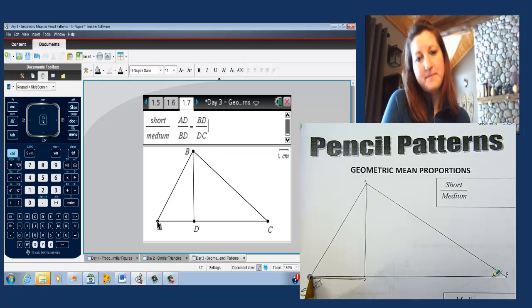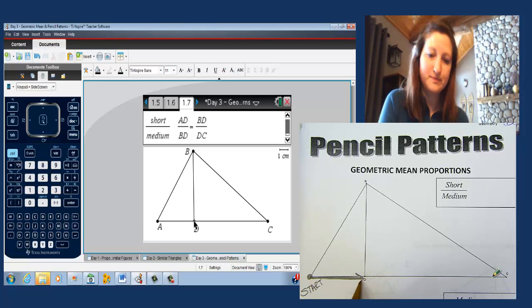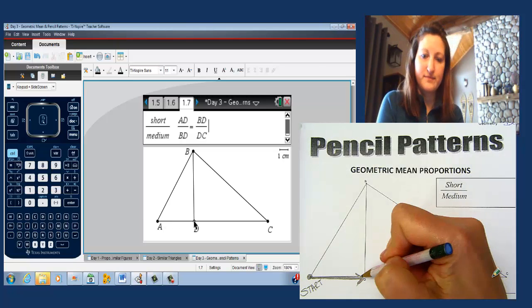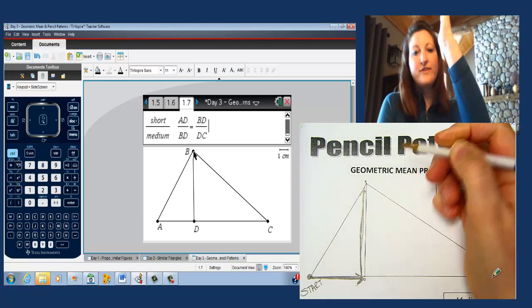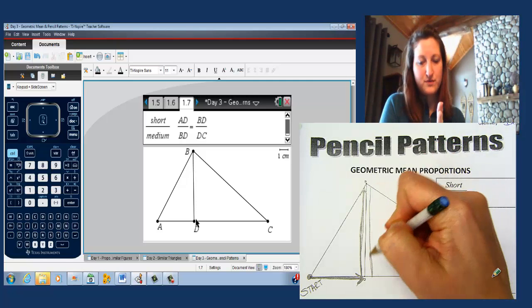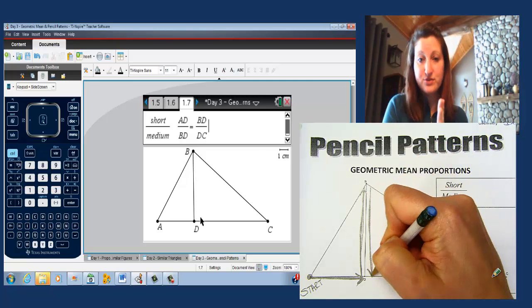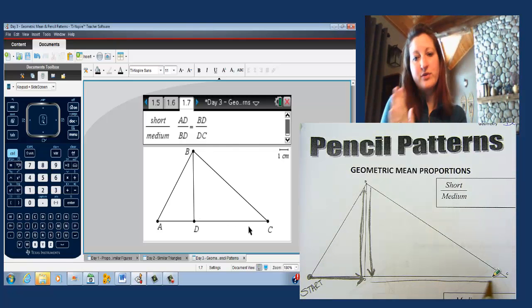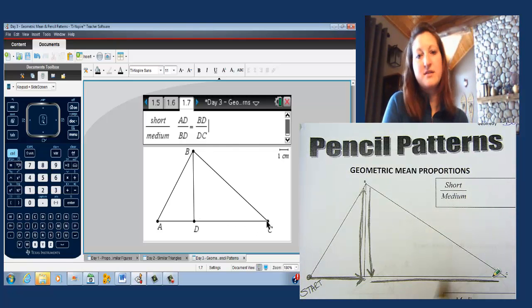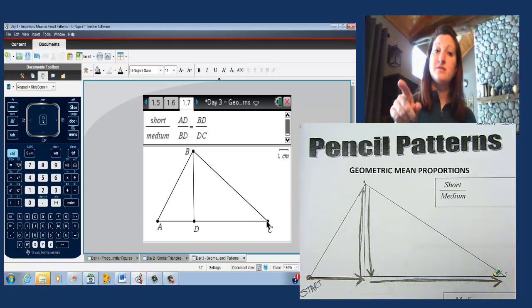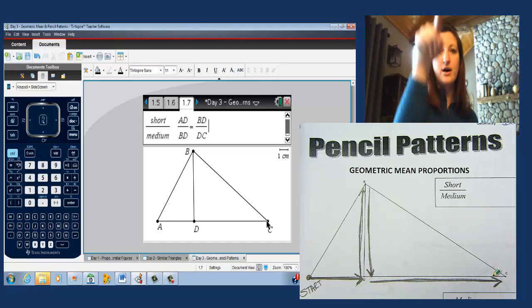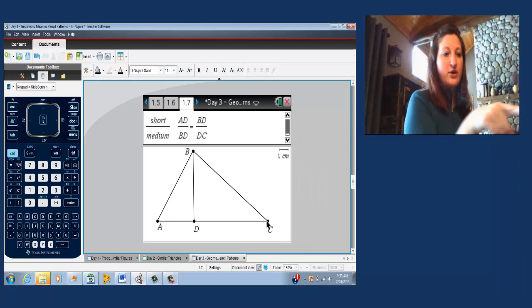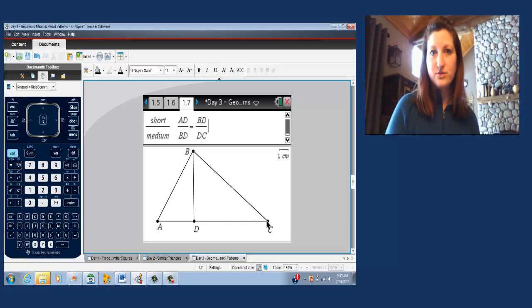So if I start at A and I go to the altitude, I've just traced over the short side. If I go up the altitude, I traced over the medium side. If I go back down the altitude, I've traced over the short side of this triangle. And then if I go down along the bottom, I've traced over the medium side of that triangle. So basically, if you take your pencil and you start on one end of the hypotenuse, go to the altitude, up, back down, and all the way over to the other side, every single thing that you trace over goes into your proportion in that order.